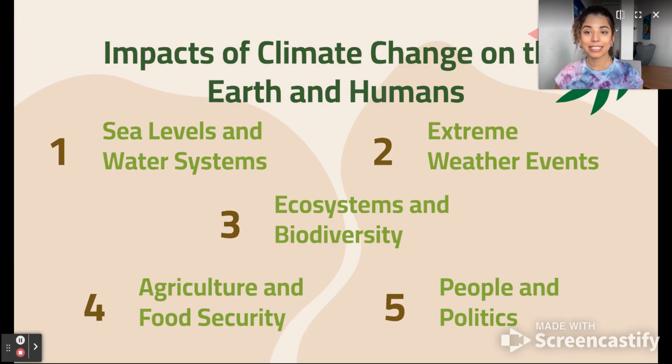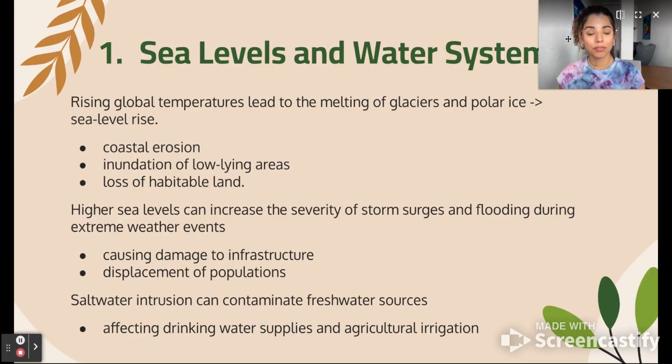So the first one, sea levels and water systems, then 2, extreme weather events, 3, ecosystems and biodiversity, 4, agriculture and food security, and then finally, people and politics. So for this first one, sea levels and water systems.